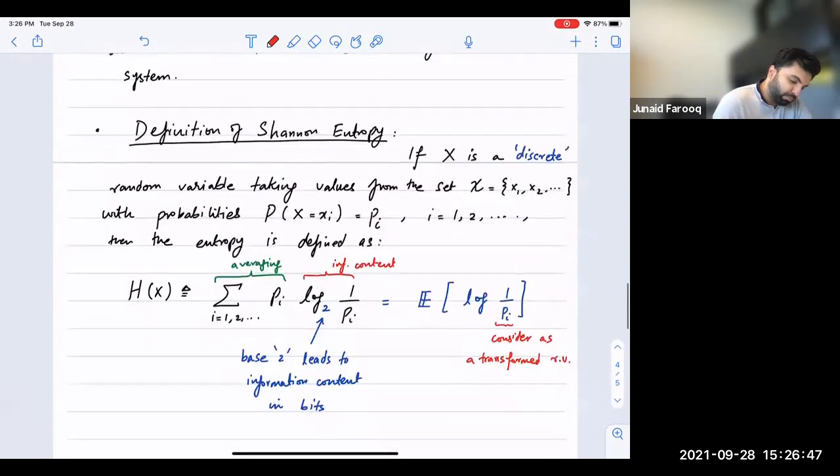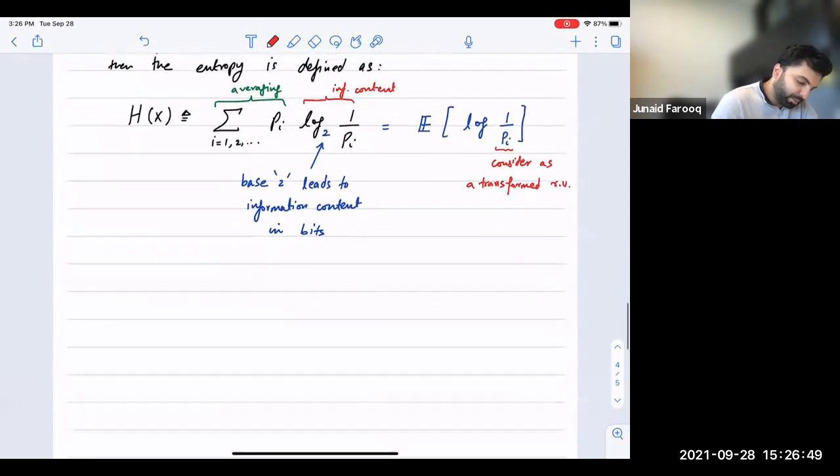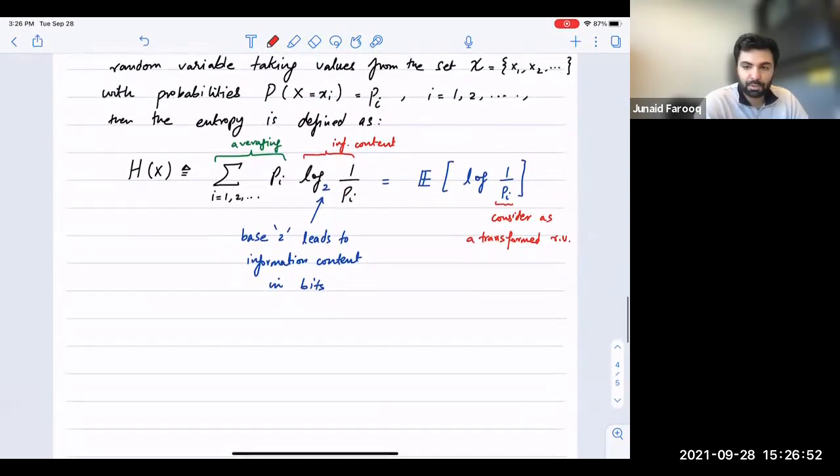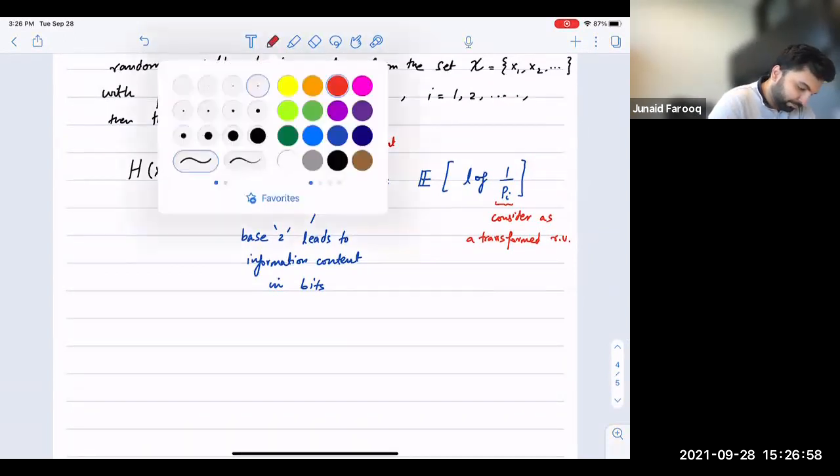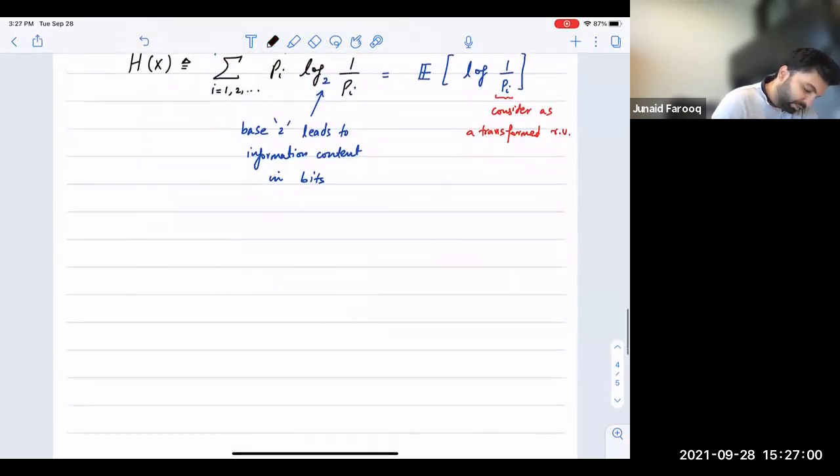Now, before moving on, we'll talk about a few properties of this new term entropy that we have just defined. So if you look at this definition, you'll notice that the entropy is always a positive number, right? It's non-negative.